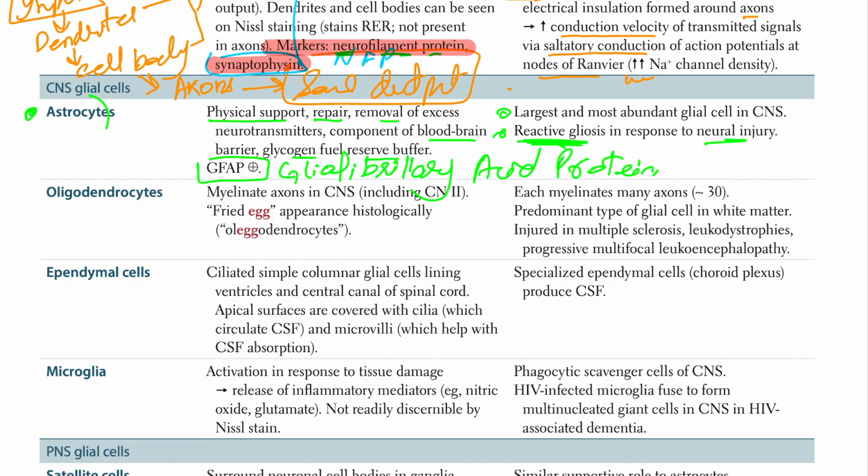Reactive gliosis. What is reactive? Let's just look at the definition. What do we mean by reactive gliosis? Fancy word. Well, that is simply saying astrocyte proliferation. So astrocytes, these cells, are going to proliferate. When they proliferate, we call it reactive gliosis. And when these guys proliferate, they form a scar.